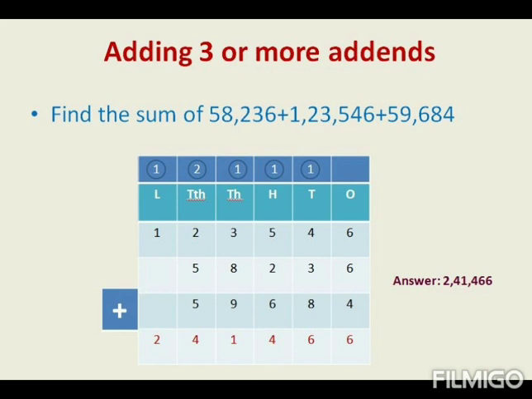So the greatest number of digits is 6 digits. So mention the places till lakhs. Now mention the numbers in the respective places and start adding from the ones place. Now I will tell you how to add from the ones place. 6 plus 6 is 12. Now keep 12 in mind and add 4 along with that. 12 plus 4 is 16. So write 6 here and carry over 1 to the tens place.